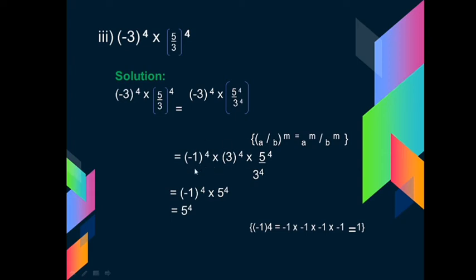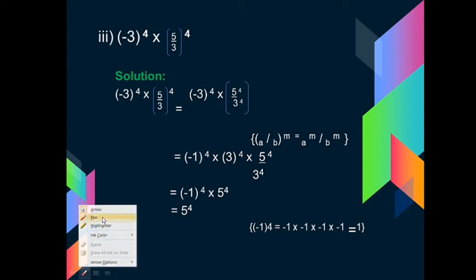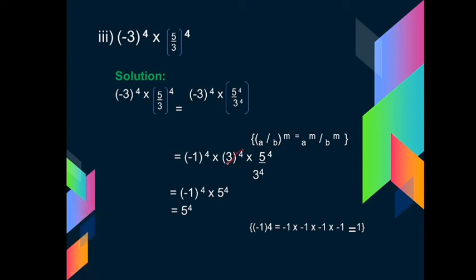Okay, and what we did here, mainly we have taken out the negative sign. So here 3^4 and 3^4 will get cancelled. What is left here? 5^4. So that is (-1)^4 × 5^4, which is equal to 5^4.